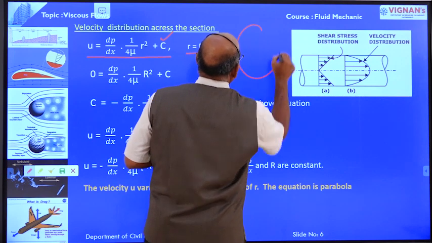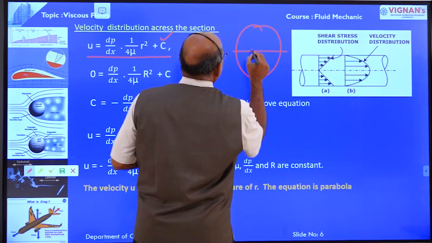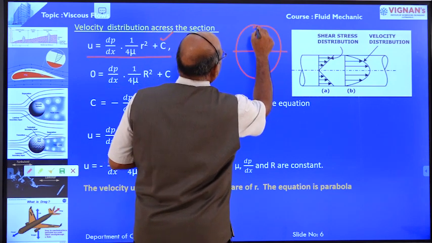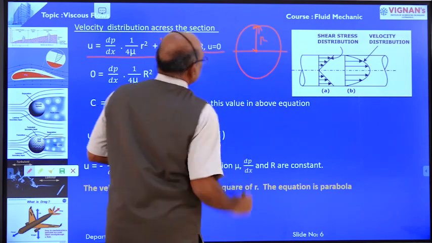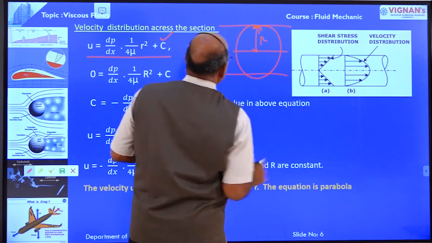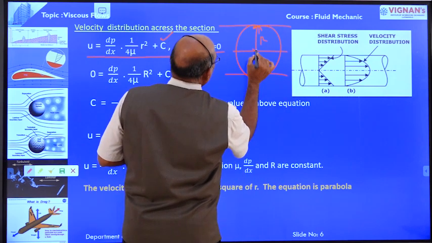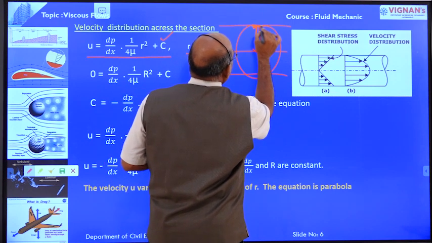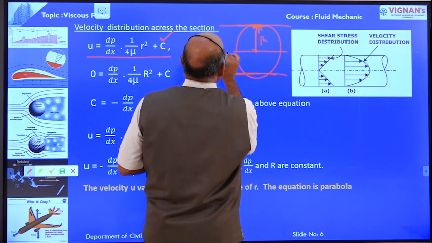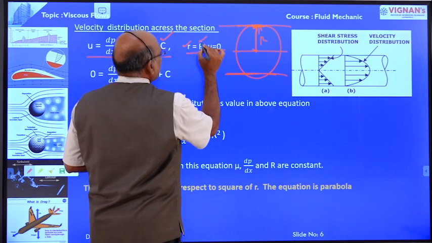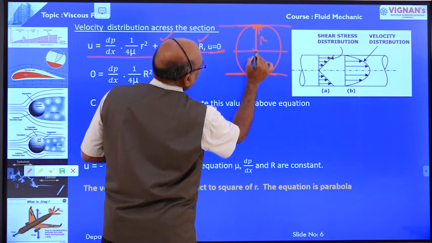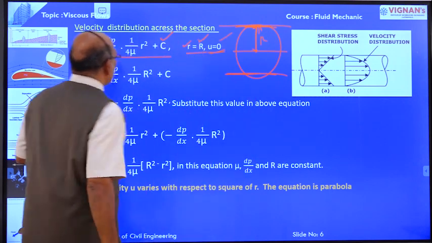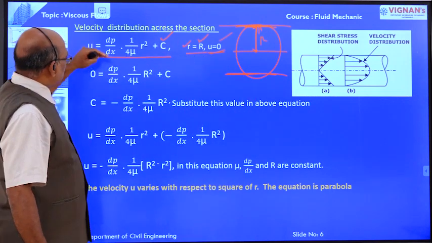Suppose this is the pipeline, this is the center line, and this is the radius R. At r equal to capital R, the velocity at this boundary is equal to 0. Small r equal to capital R means the velocity at the boundary is automatically 0. Therefore, substitute these values here.